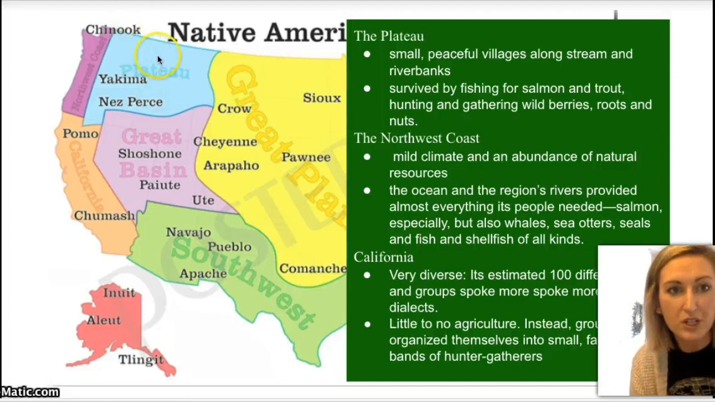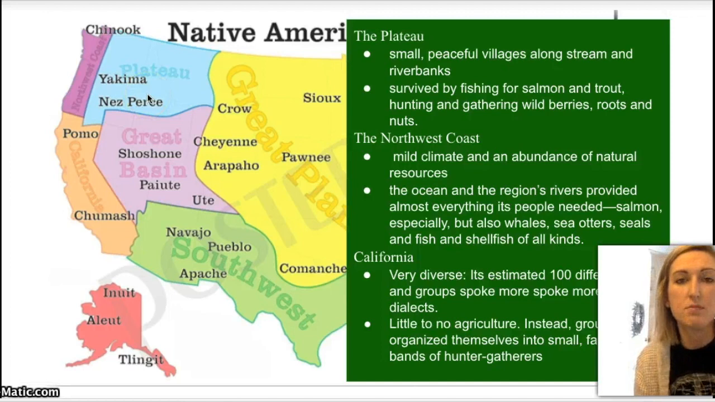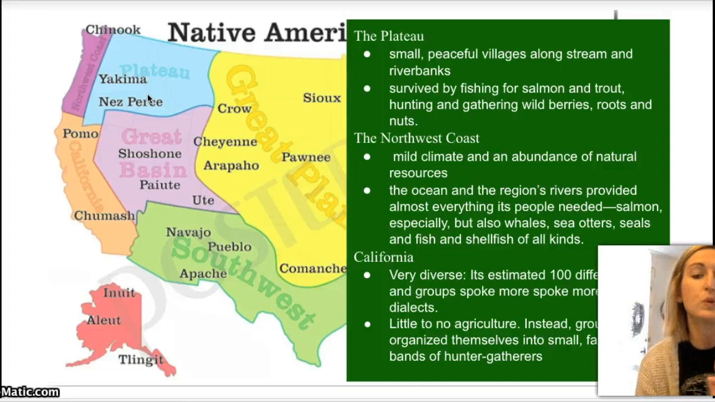So the Plateau region, this blue area, that's a region known for small, peaceful villages along streams and riverbanks. Native Americans in this region survived by fishing for salmon and trout, hunting and gathering wild berries, roots, and nuts.